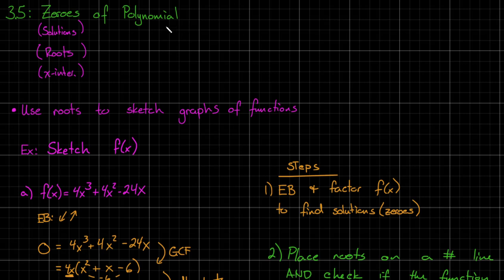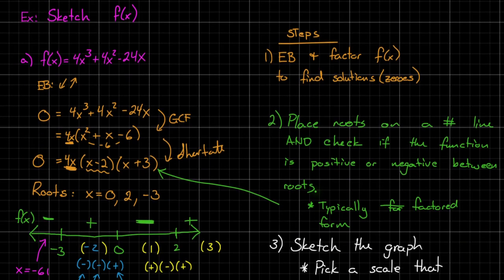All right. So here we are, guys. It is December 4th for us, and we are continuing on today with 3.5, where we're looking at zeros of polynomials. Now, just as a quick review, yesterday we used this set of steps.